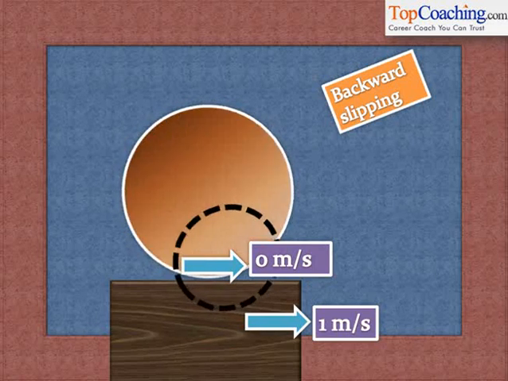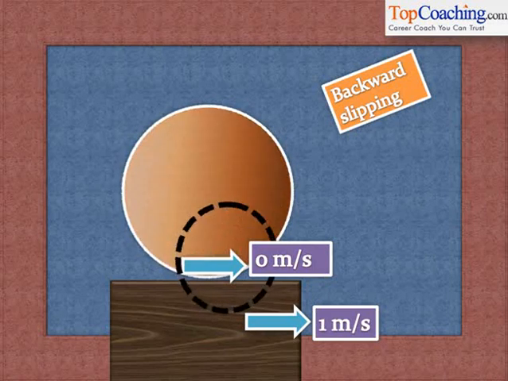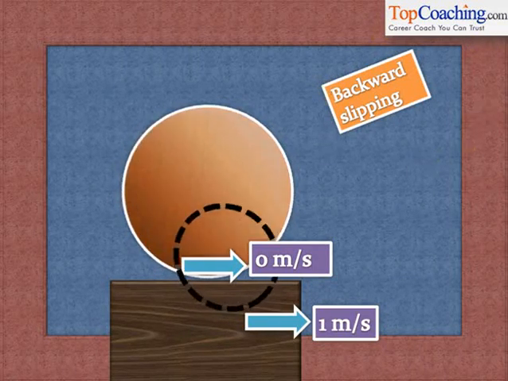Understood? So when the velocity of the bottommost portion of the wheel is the same as the velocity of the floor, we have pure rolling. When it is greater than the velocity of the floor, we have forward slipping, and when it is less than the velocity of the floor, we have backward slipping. Understood? So this is what you must understand.